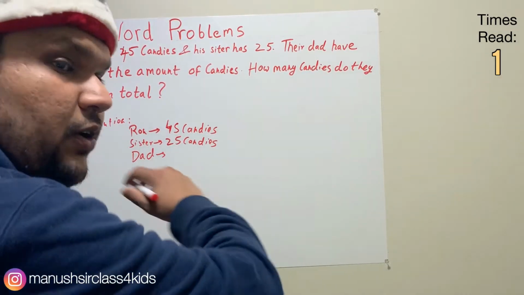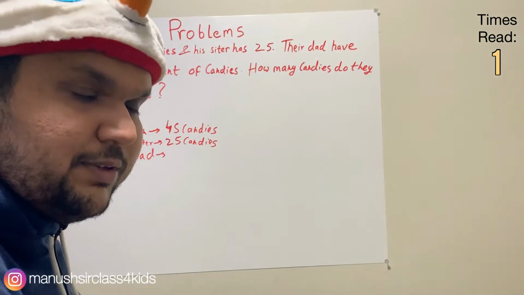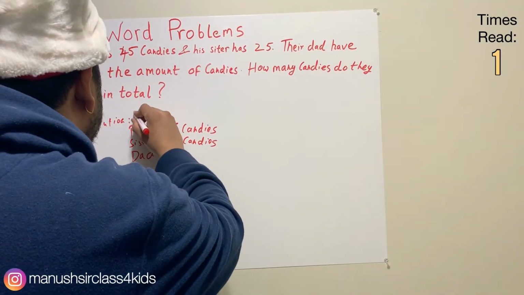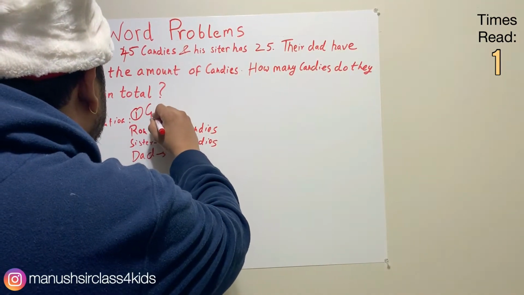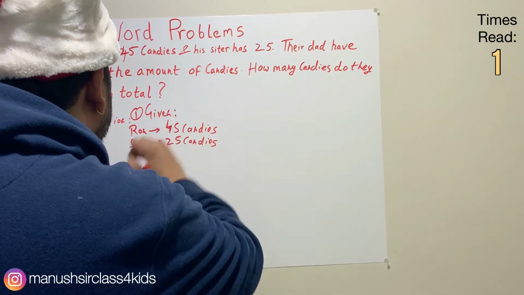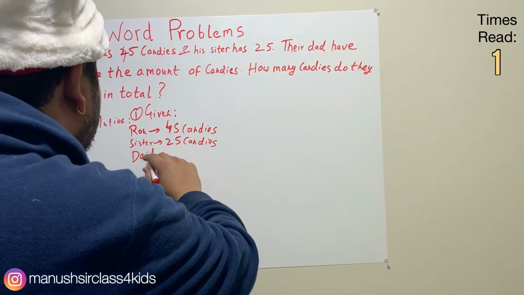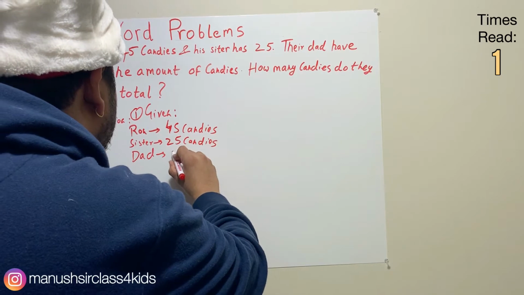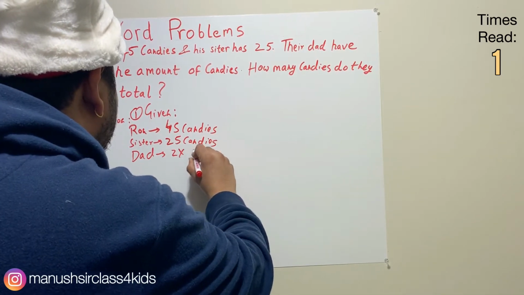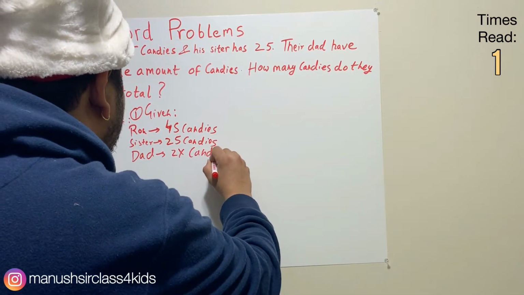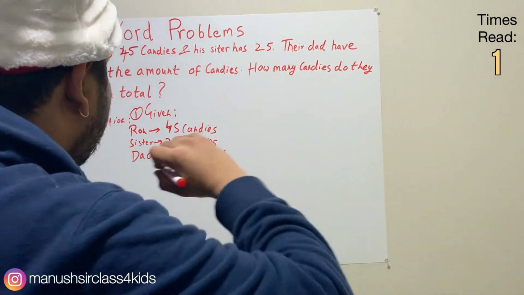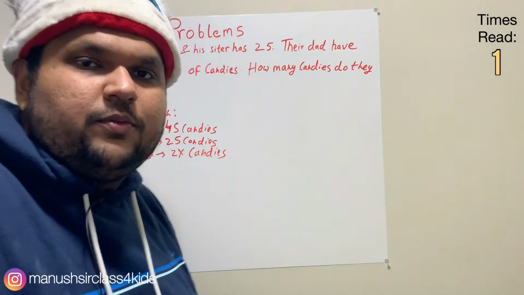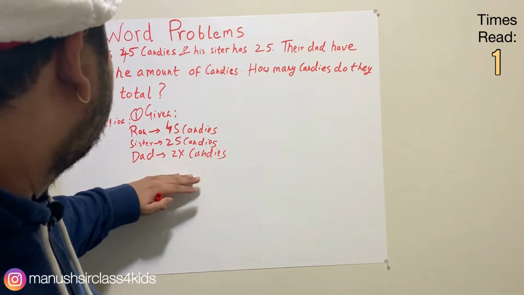Oh, I forgot to write. See, you don't make that mistake like I made. You first write step 1, given: what is given to you. Then this: Ron's dad has twice, 2 times the candies. Now, that's what is given to us.